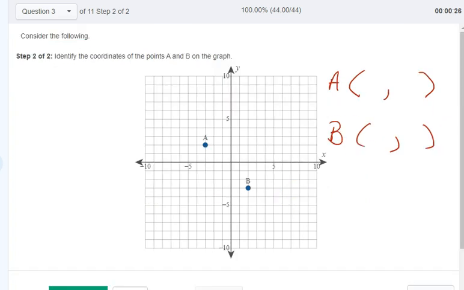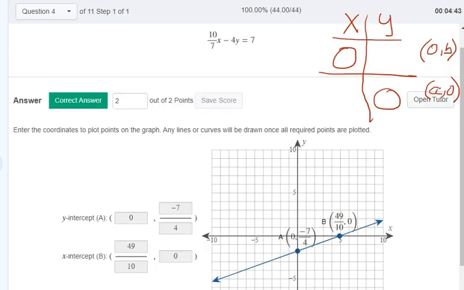Here we are asked to identify these points. So A, starting at our origin, going left, 1, 2, 3, that would be a -3, and then up 2. And B would be going to the right 2, and then down 3, -3. So these are pretty straightforward.